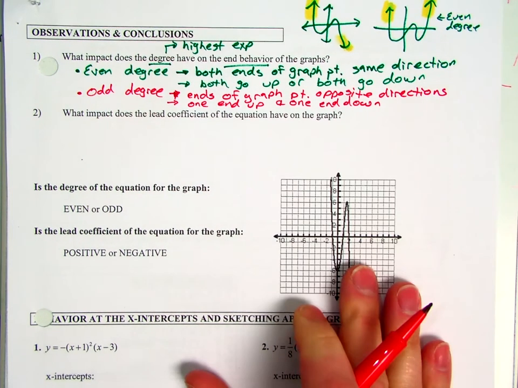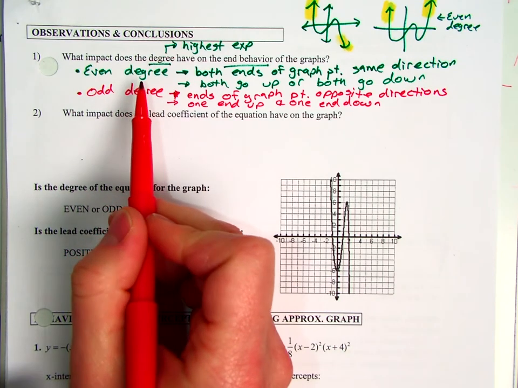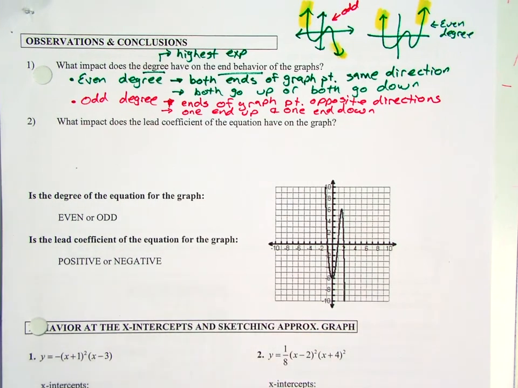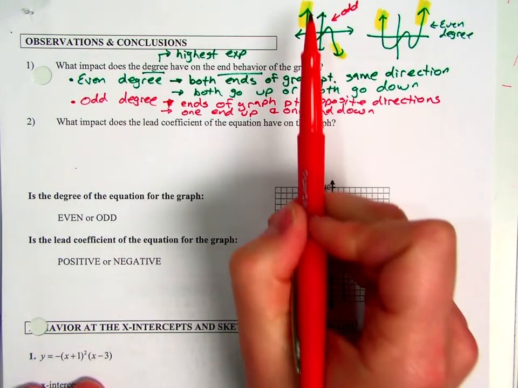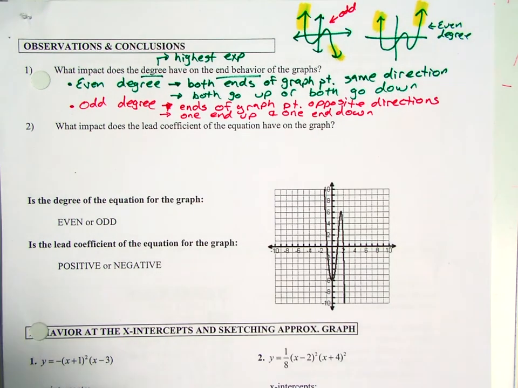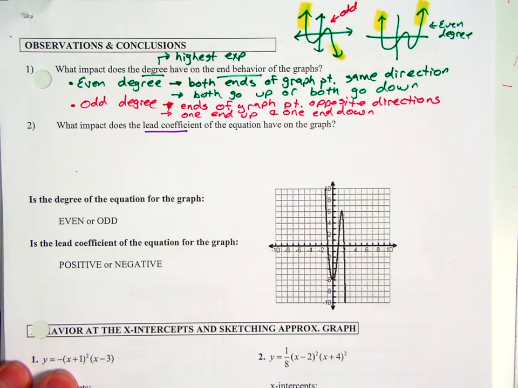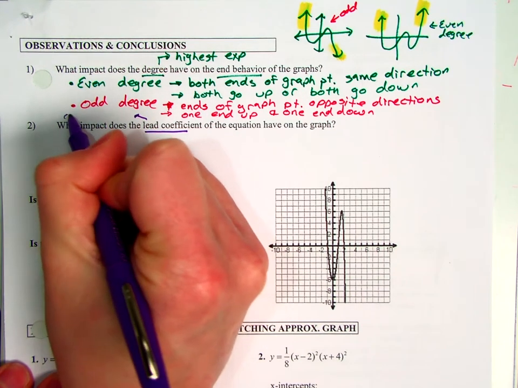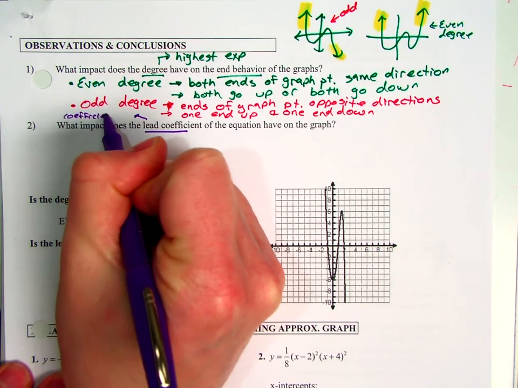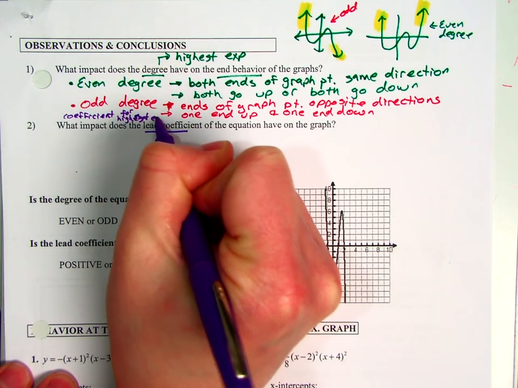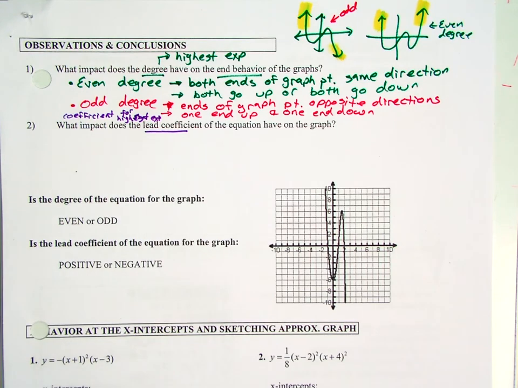Now the question is, how do I know in an even degree if they're both going to go up or if they're both going to go down? And obviously this one's an odd because they were heading in both directions. So now the question is, how do I know whether the end's going to go up or go down at each side? How do I know if they're both up or if they're both down? Well, that is based on the lead coefficient. Okay, so when we talk about a lead coefficient, the lead coefficient is the coefficient on the highest exponent. Or, in other words, the very first coefficient that you see.